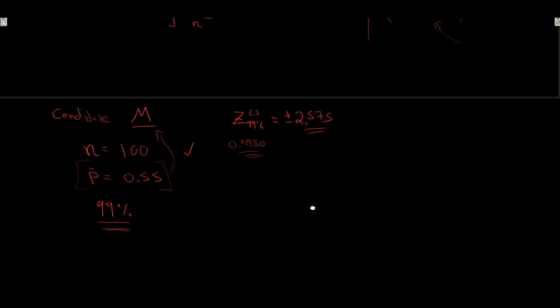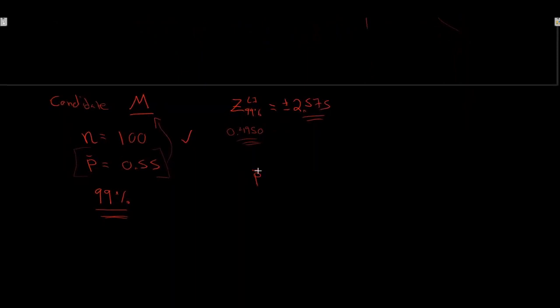To then calculate, I'm going to be going p bar plus or minus Z times the square root of p bar times 1 minus p bar, all over n. So, okay, let's work that out. p bar is 55%, 0.55, plus or minus 2.575 times my standard error. So my standard error is the square root of 0.55 times 1 minus 0.55, that's 0.45, all over my sample size of 100.